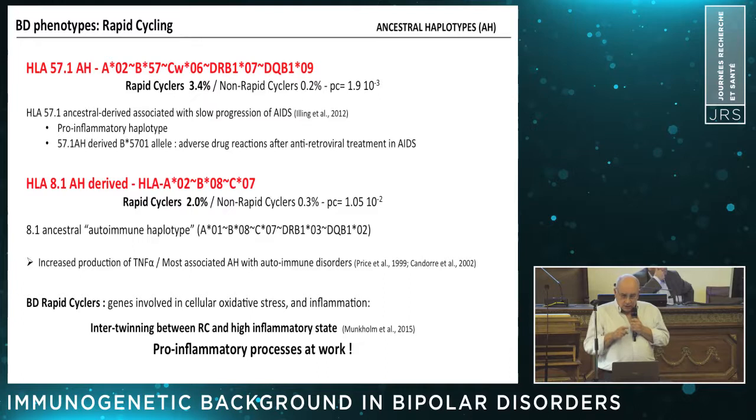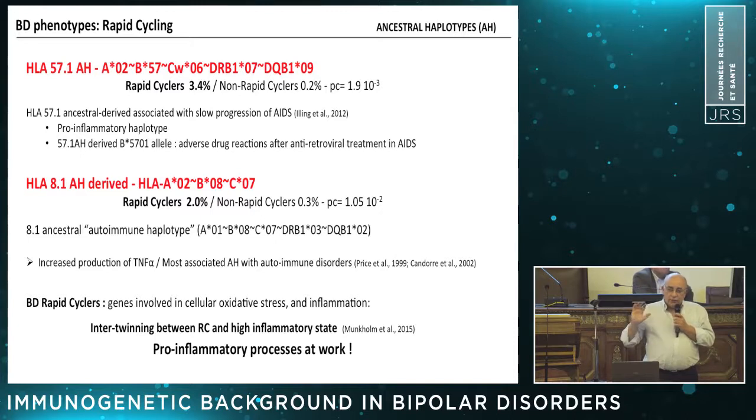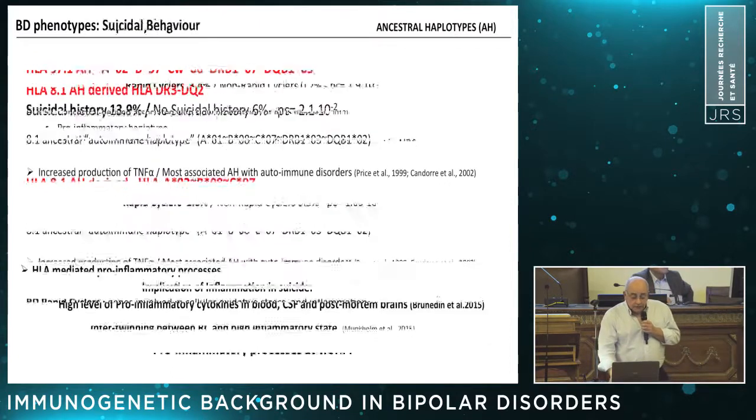The second finding concerning rapid cycling concerns a haplotype very well known to immunologists, called the Autoimmune Haplotype, the HLA 8.1. This haplotype is the most frequent in Caucasians and the most associated with autoimmune disorder, so it is defined by a natural inflammatory status even in healthy individuals. And in our observation, we could relate such susceptible status to the pro-inflammatory properties of this haplotype.